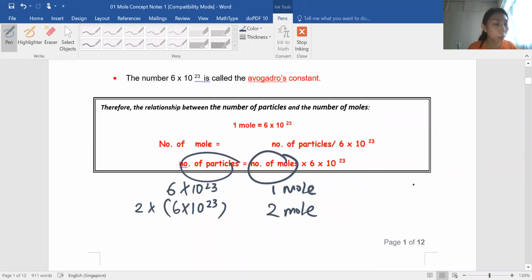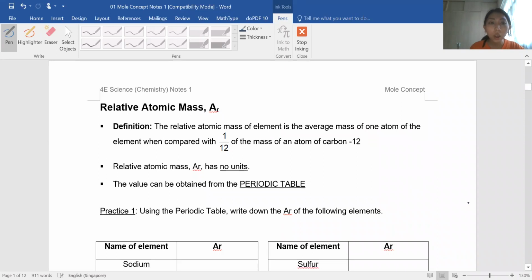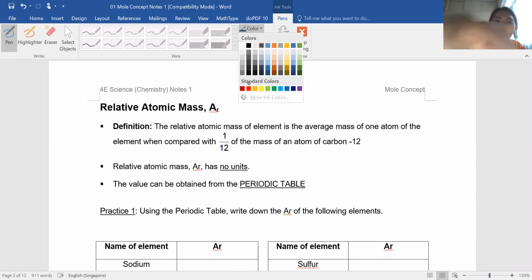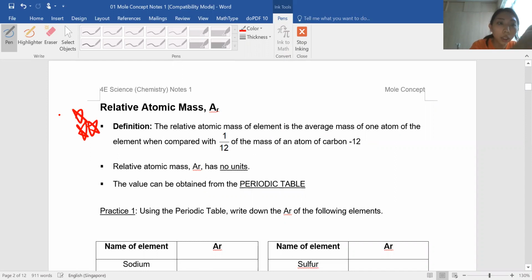Now that we know what a mole is, let's move on to relative atomic mass. What is relative atomic mass? The definition is very important. Let's put 3 stars and write down, must memorize. There are not a lot of definitions in chemistry that you need to memorize, but relative atomic mass, known as Ar, is one of the important definitions that exams like to test us on. So please make sure that you memorize it.